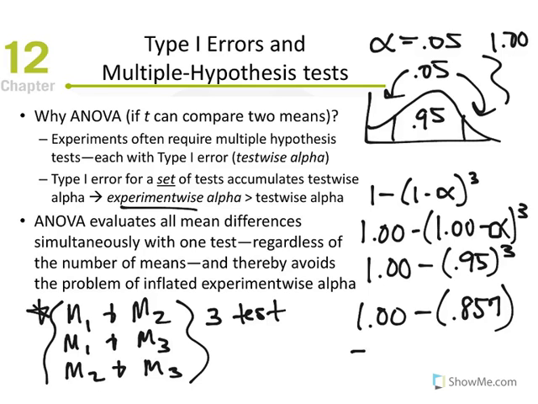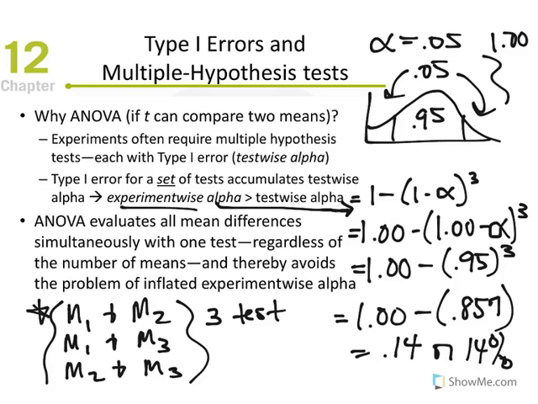And that would equal, what we're solving for, and I apologize for not being precise, is experiment-wise alpha, which is approximately 0.14. What we've just calculated shows that if we do these 3 separate tests, the potential of committing a type 1 error goes from 0.05 or 5% to 0.14 or 14% probability. So again, if we do these 3 separate tests, that inflates the potential of committing a type 1 error.